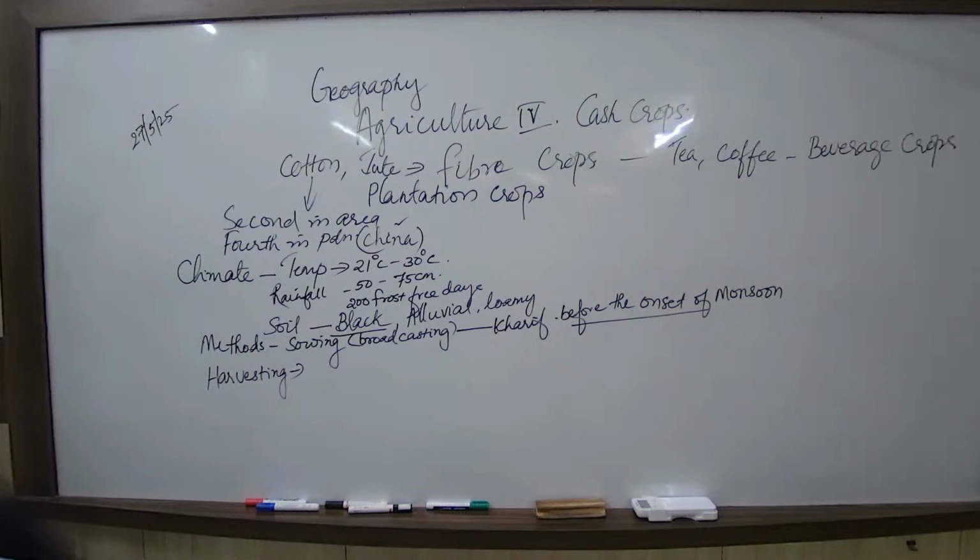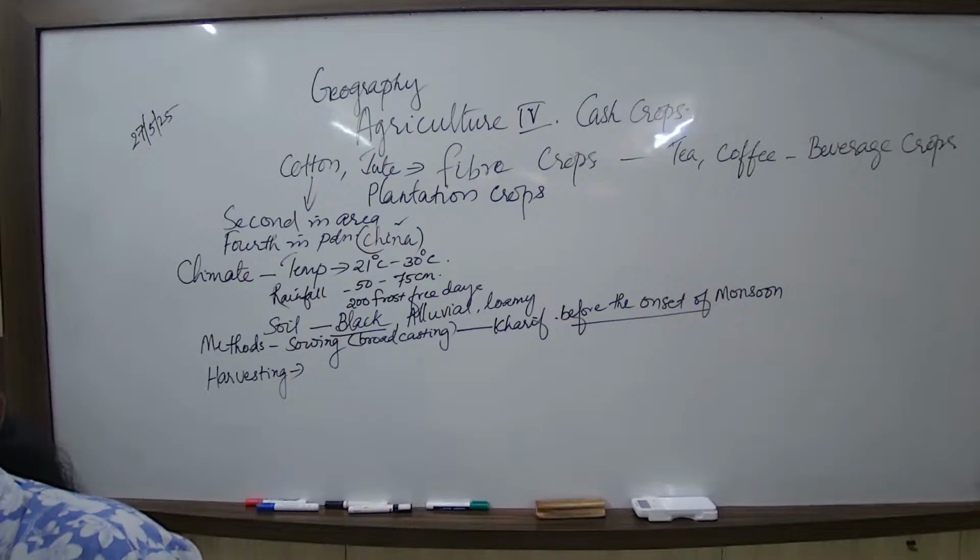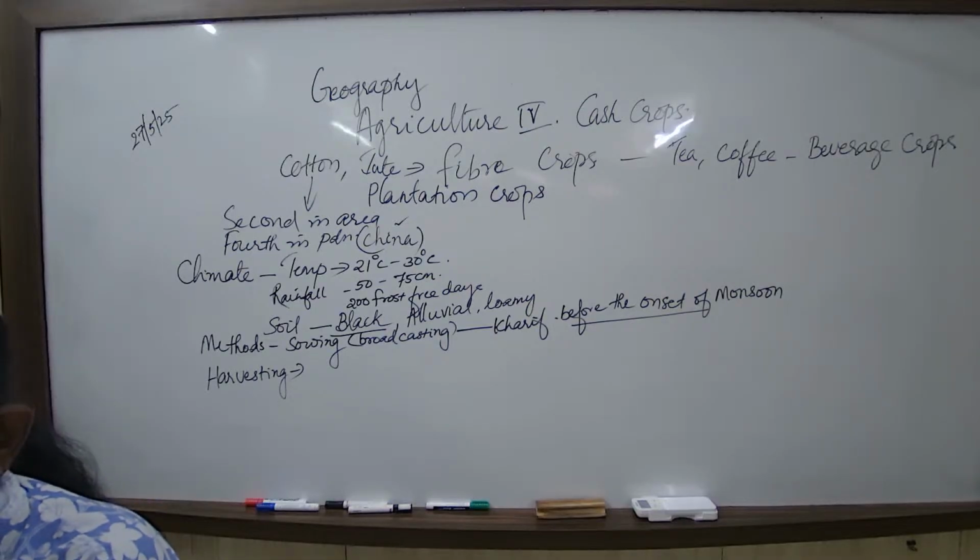What is the method of harvesting? Have you seen that cotton? Yes, cotton. How is it? And it is pretty in 5 colors. Okay, cotton balls have to be plucked.